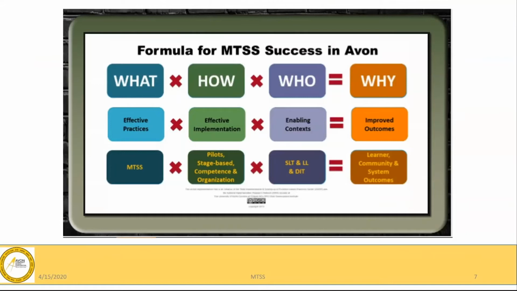So as we moved through MTSS, we substituted our what was MTSS. How we were going to do this, we were going to do it through pilots, stage-based competence, and organization. Who was going to help us do this? Our school leadership team. Our leadership learning, which involved all administrators at all school buildings, which included an instructional coach, and the DIT, which was the district implementation team. And we hoped through this formula, we would find ourselves with learner, community, and system outcomes.